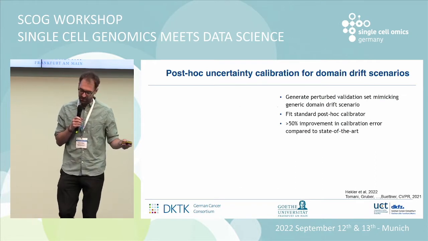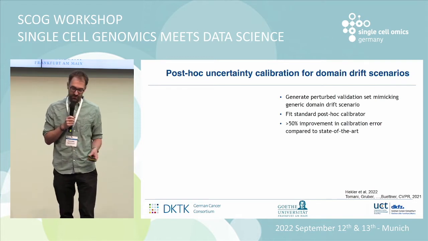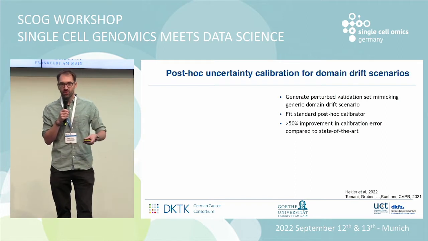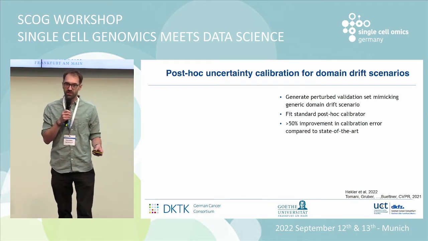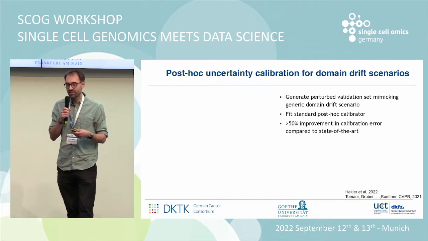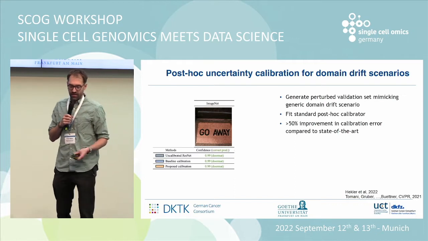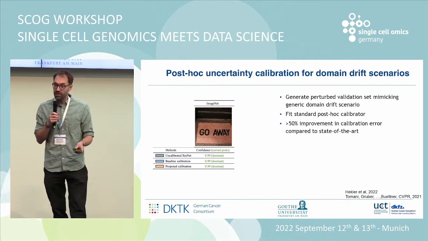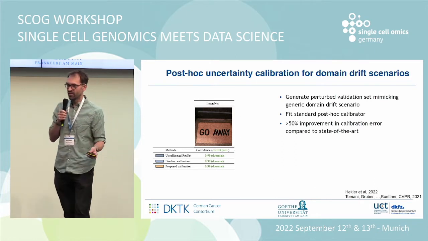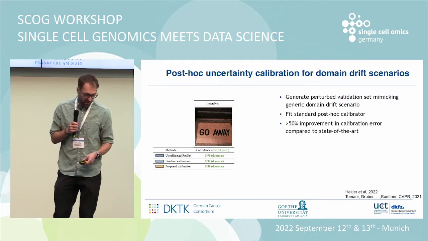And as I said, temperature scaling, where we just divide the logits by a number, is the most popular way of doing this, and this works very well. But the problem is, even if you fit this temperature on the validation set and get more calibrated predictions, this only works really well for the in-domain case. For the distribution shift, you still get very high overconfidence. So we came up with a way where we again generated a perturbed validation set mimicking a generic domain drift scenario, and fit our standard post-hoc calibrators, and then got a 50% improvement in terms of calibration error.